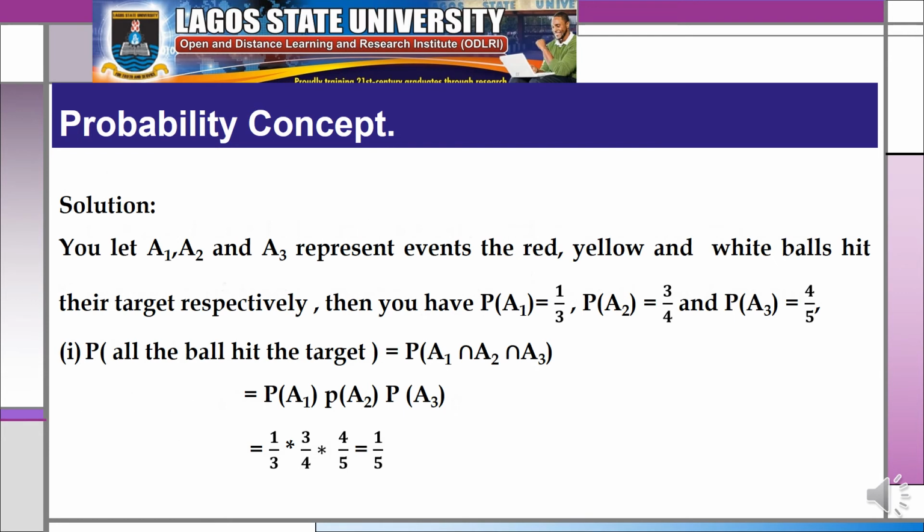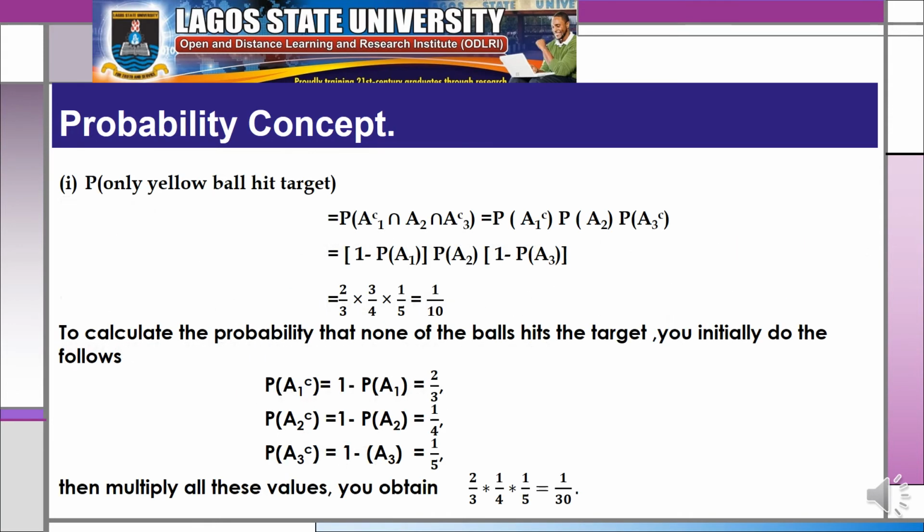Now you apply the definition of probability as we have before. For the first one, you have multiplication. All the balls hit, so that is intersection. You have 1/5. For the second one, as defined before, this will give you the intersection problem. That was also multiplication. You take the complement and multiply the respective expressions. You have the probability to be 1/10.